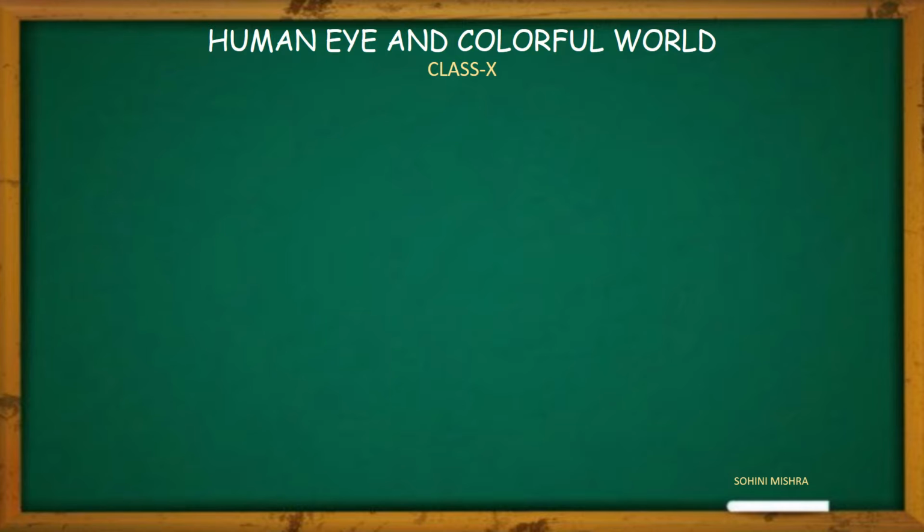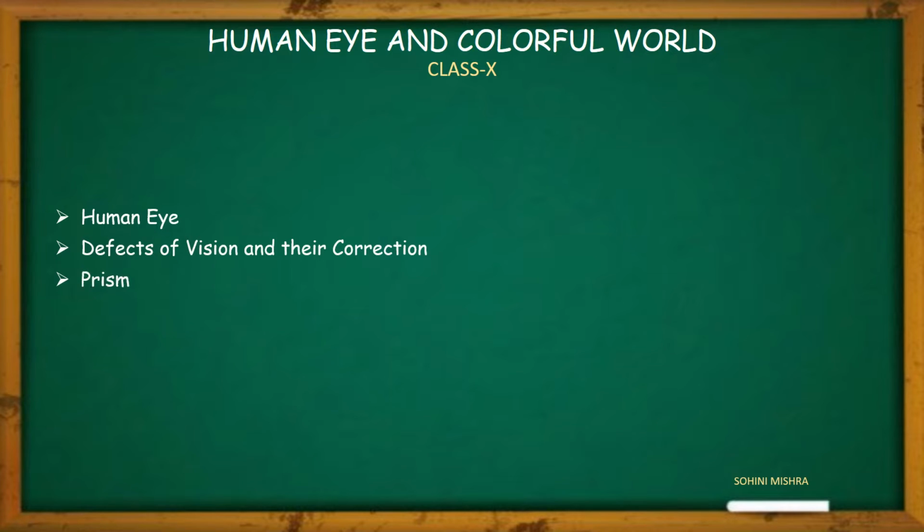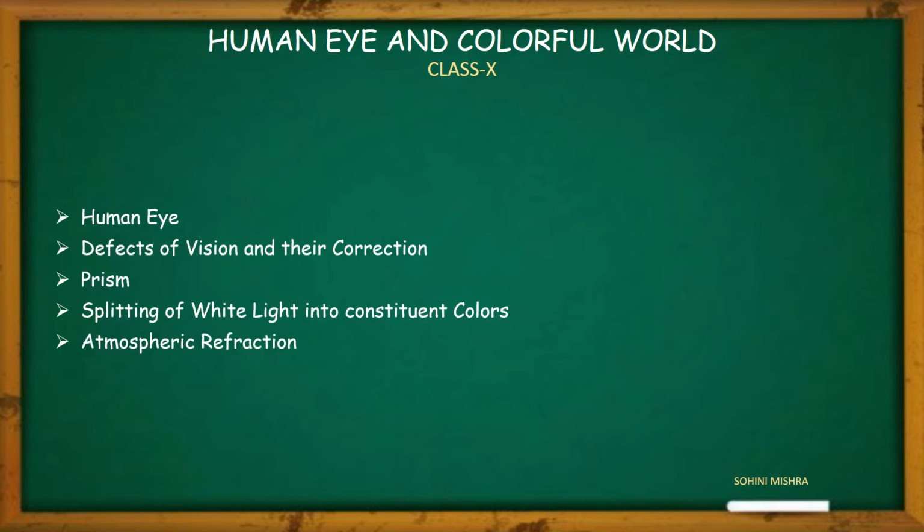Why is it so important for us? And if defects are arising, lots of eye defects are there, which kind of problem will we face, and why are they arising, and how can we overcome those problems? All of them we will be studying in this chapter. So in this chapter we'll be studying about the human eye, defects of vision and their correction, prism, splitting of white light into constituent colors, atmospheric refraction.